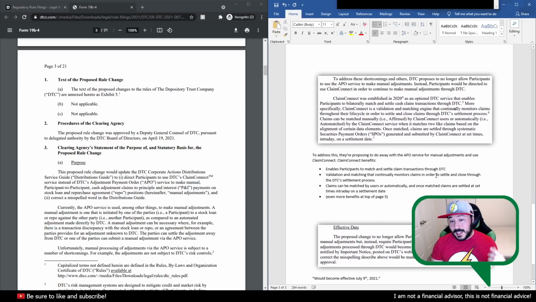Okay, and now let's continue. So to address the shortcomings, they're proposing to do away completely, it seems, with the APO service for manual adjustments and use ClaimConnect. So here's the ClaimConnect benefits. It basically does everything that the other one didn't.